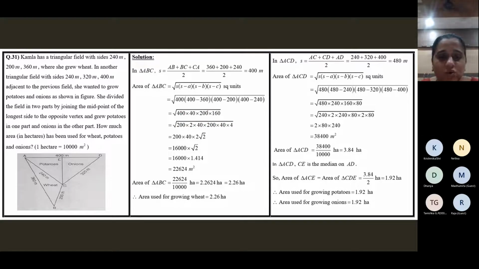I've written this 200 as it is. This 40 as it is. 400 is 200 into 2. 160 is 40 into 4. You should understand why we are writing like that.